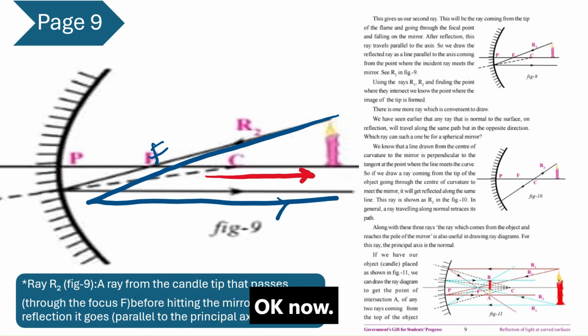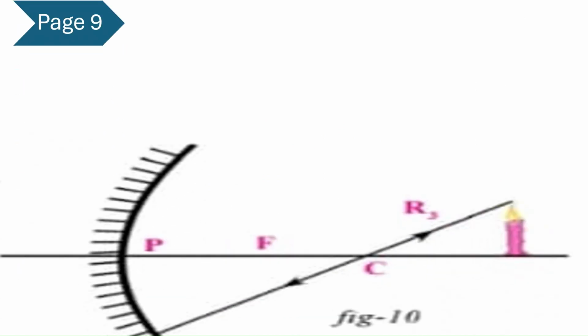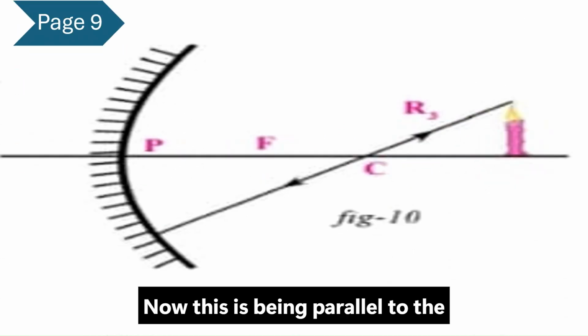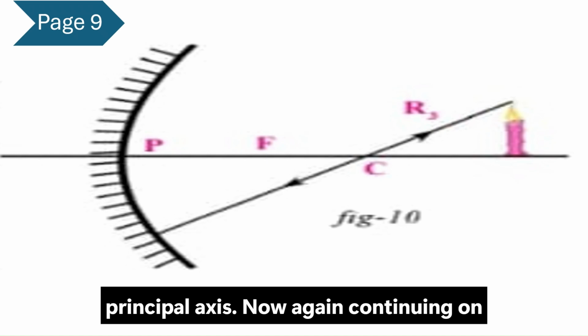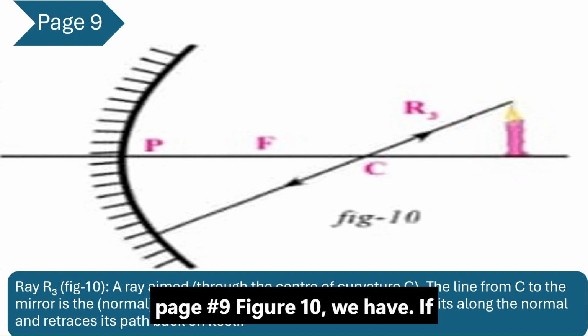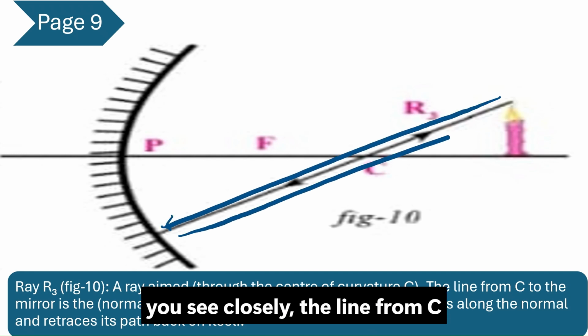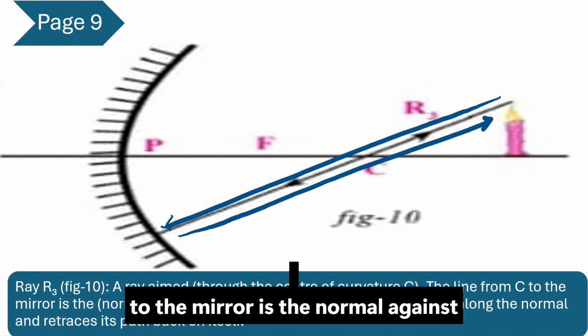Now this is being parallel to the principal axis. Now again, continuing on page number 9, figure 10, if you see closely, the line from C to the mirror is the normal.